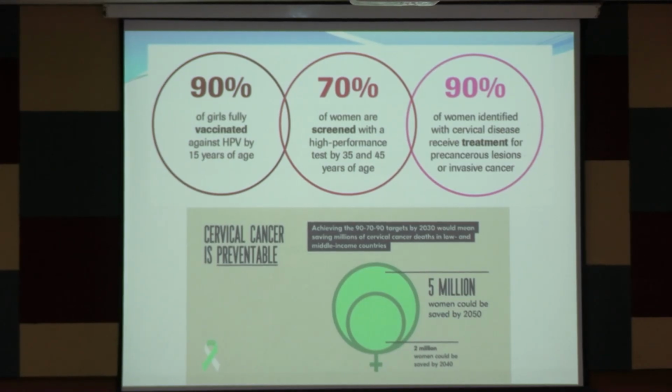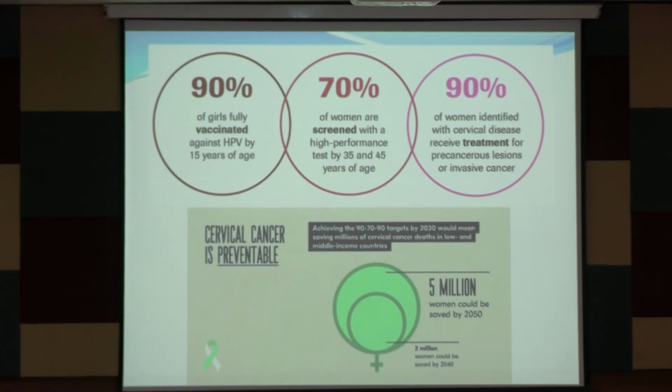It's built on 3 pillars. Primary prevention, vaccines. 90% of girls should get vaccinated with HPV by the age of 15 years. Secondary prevention, that is screening. 70% of women need to be screened with a high performance test by the age of 35 and 45 years. It's important to say that in the state of West Bengal, the screening is less than 1%, and we are trying to achieve a target of 70%. That is how grave the condition is. And of the women who get diagnosed with cervical cancer, 90% of them should receive treatment for precancers or cancers.